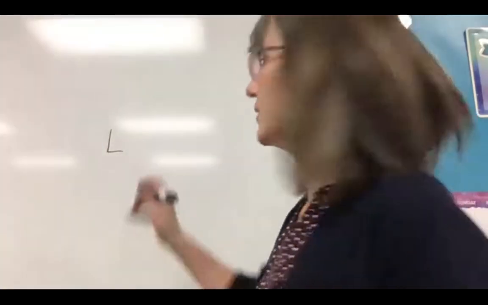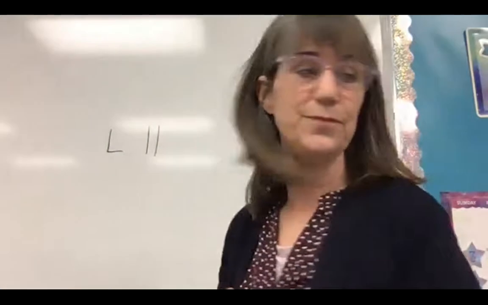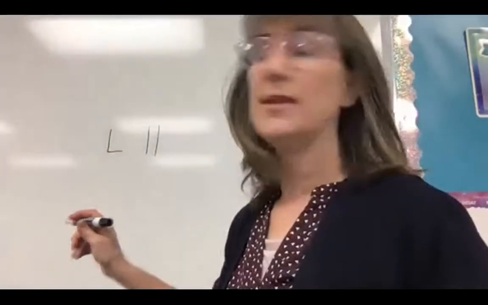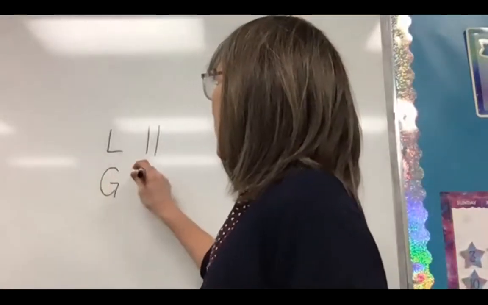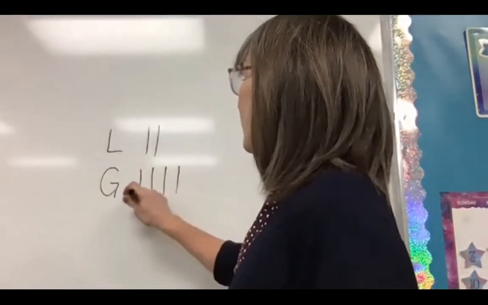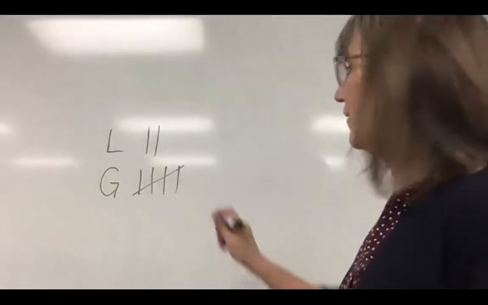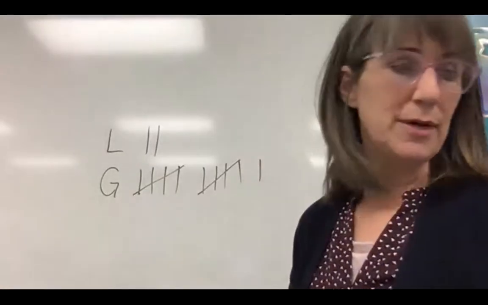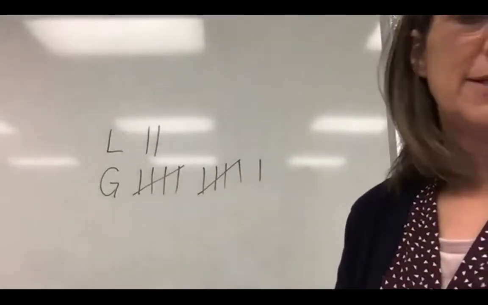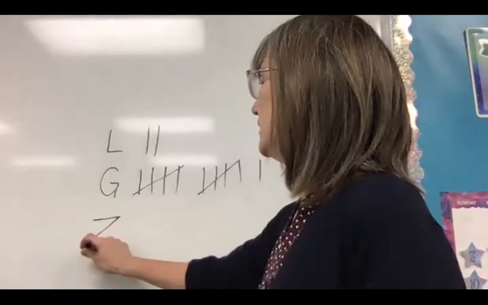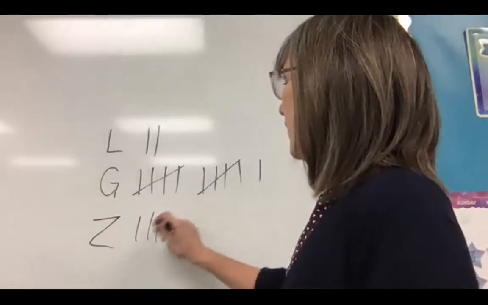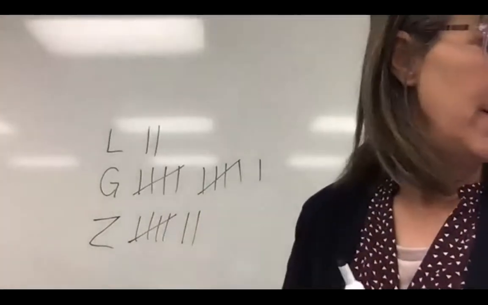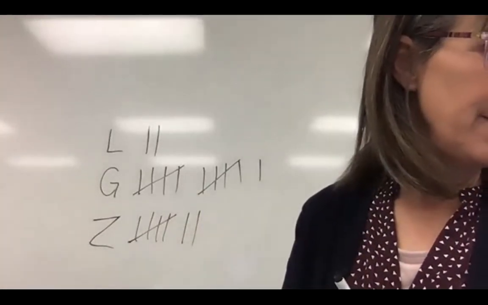2. Let's use tally marks. 1, 2. How many gorillas did he see? He saw 11. So I'm going to put a G here. And I'm going to put 1, 2, 3, 4, 5. Remember, we cross on 5. 6, 7, 8, 9, 10, 11. Using my tally marks. And he saw 7 zebras. Here's my Z. 1, 2, 3, 4, 5, 6, 7. Okay.